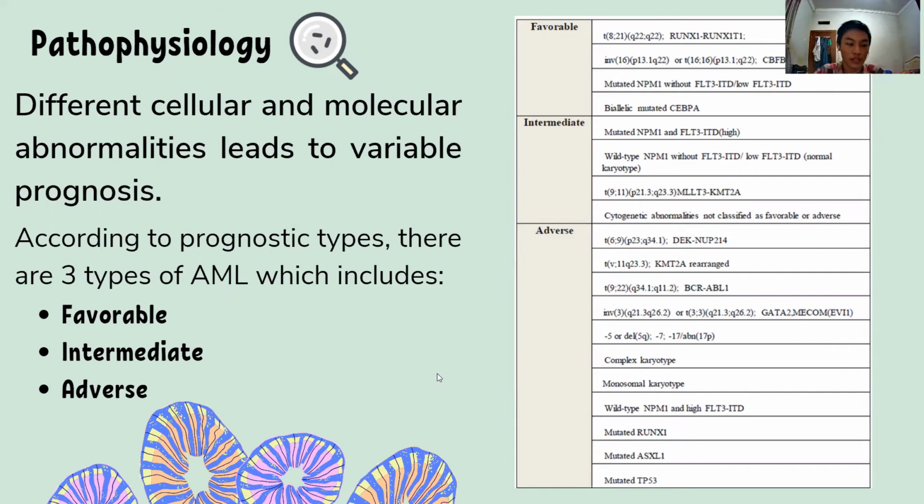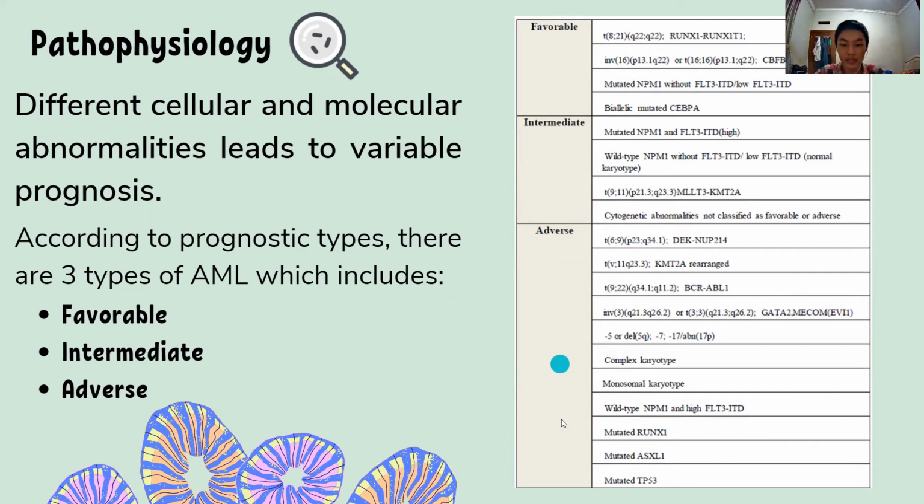According to the prognostic types, there are 3 types of AML, which include favorable, intermediate, and adverse AML. Favorable AML has a good prognosis and can be easily treated. Then there's intermediate, between the two, and adverse AML, which is hard to treat because it's usually resistant to treatment and can be very deadly to patients.